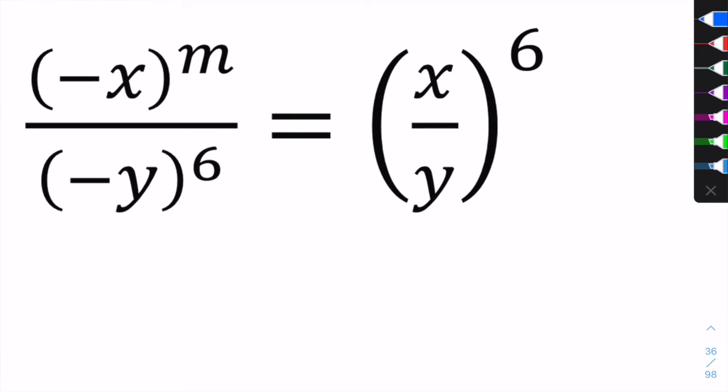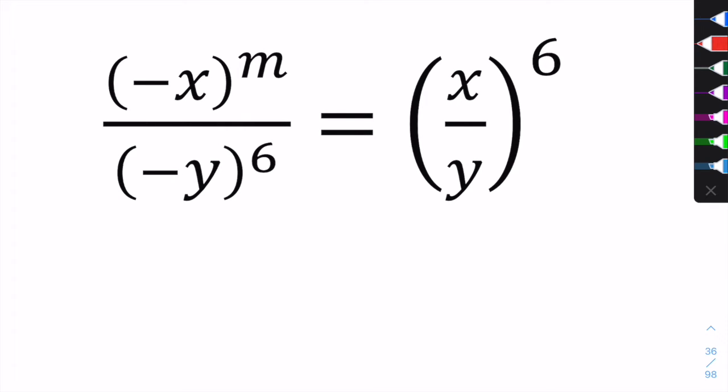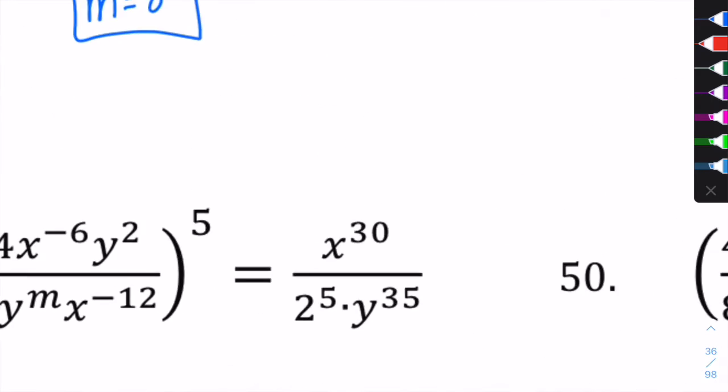Okay, what about this example? Well, if we had taken this 6 on the right-hand side and distributed it to both the numerator and the denominator, we would get x to the 6th over y to the 6th. And looking at the left side, it's negative x to some power and negative y to some power. Since our powers are all even, the negative really will be the same as not having the negative there. So m must be 6 here. That would be what's going to make this equivalent.